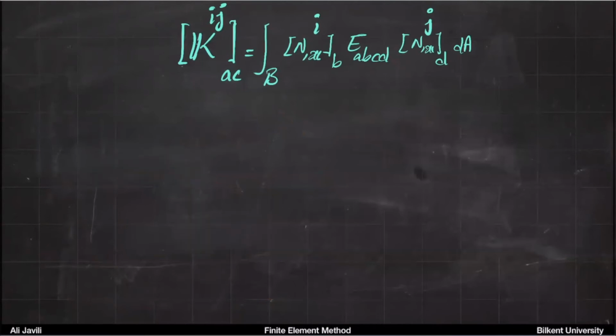So you would want to calculate this N_i,x or N_j,x. So the question here is how to calculate, for instance, N_i,x.